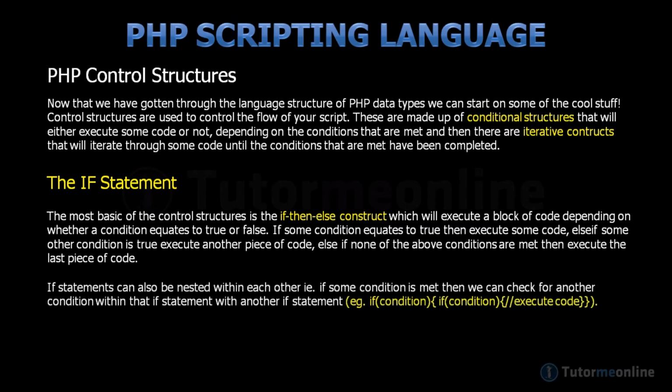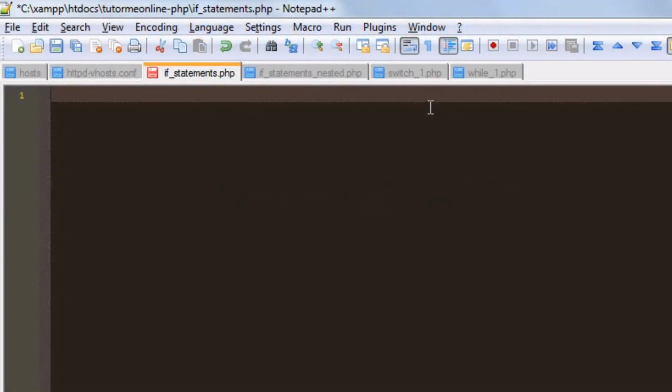If statements can also be nested within each other. That is to say, if some condition is met, then we can check for another condition within that if statement with another if statement. Let's have a look at some practical examples.